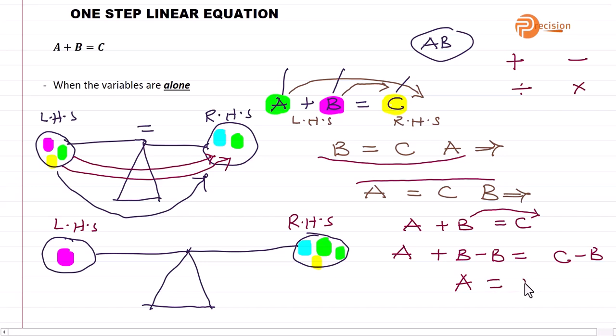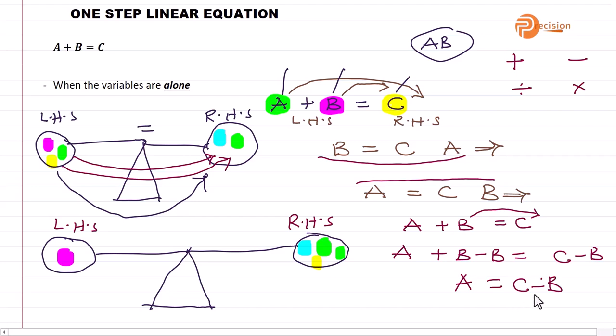A is equal to C minus B, and it makes sense because at the end of the day, we are left with only A on the left hand side, while on the right hand side, we are left with what? C and then negative B. The sign changed because it moved. Crossing the equality sign, you have a negative. But even if you don't understand that, remember, we had to subtract B from both sides of the equation. So this is the process or the procedure you have to follow whenever the variables are alone.